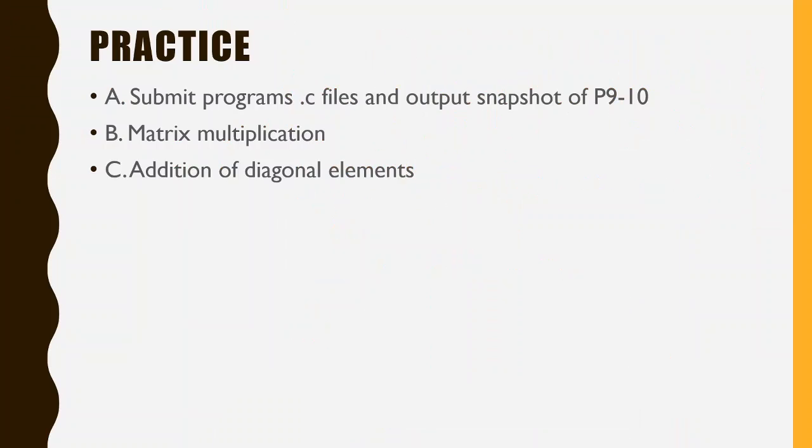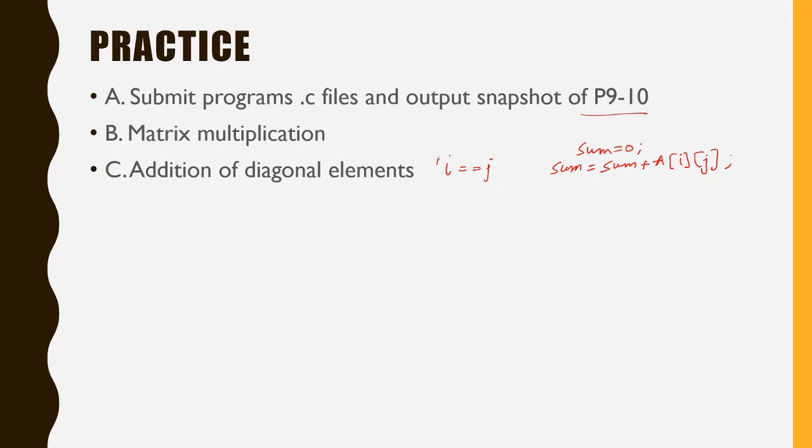Now I'm giving you some practice examples, so you have to practice problems 9 and 10. We did addition, subtraction, and transpose, and apart from them you also have to do matrix multiplication and addition of diagonal elements only. For the diagonal elements, you only have to check the condition when i equals j. For all i equals j, you just have to do sum equals sum plus a[i][j], and you have to initialize sum to 0.